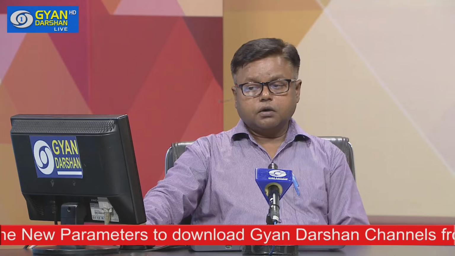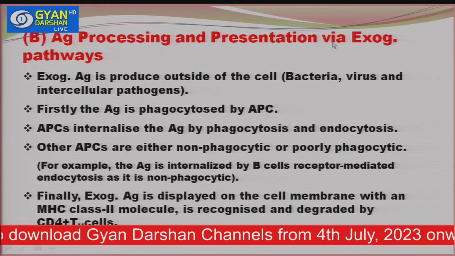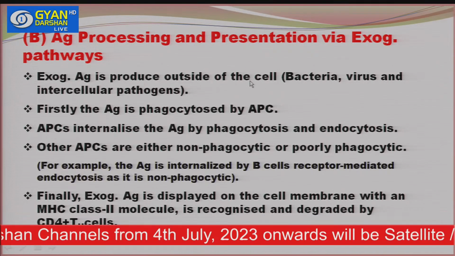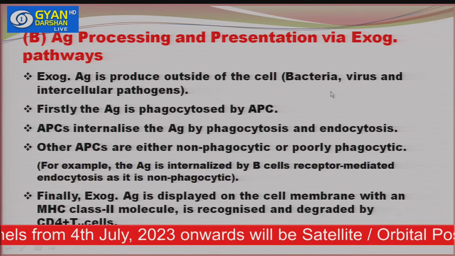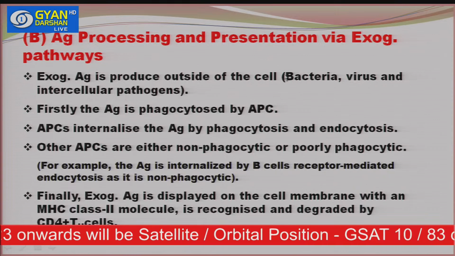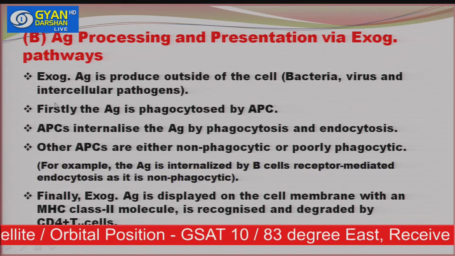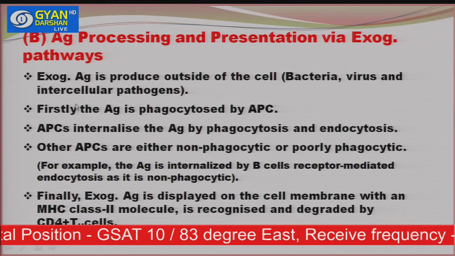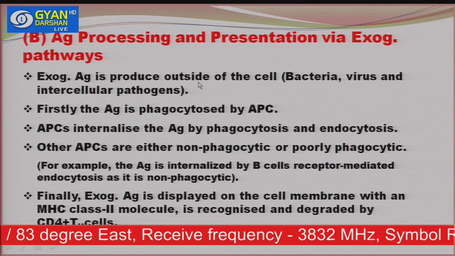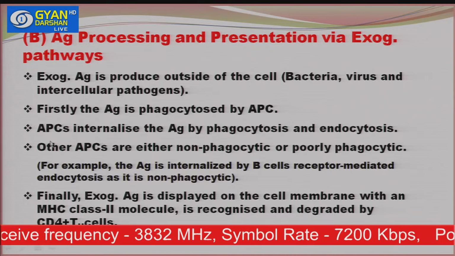Another mechanism is known as antigen processing and presentation by the exogenous pathway. Exogenous antigen is produced outside of the cell: bacteria, viruses, and fungi, which are available outside of the cells, outside of the body. They will infect, and ultimately they will be displayed on the surface of the MHC class II.